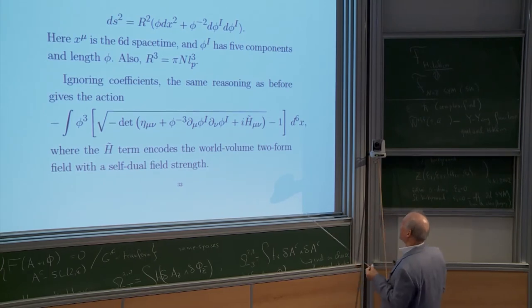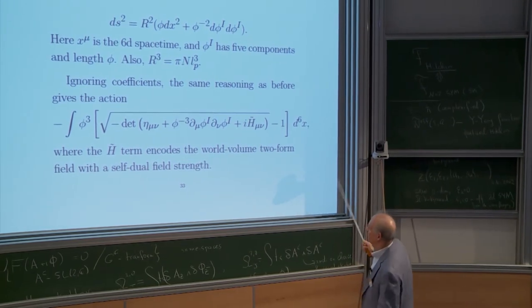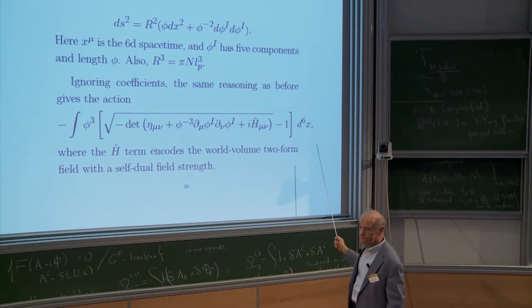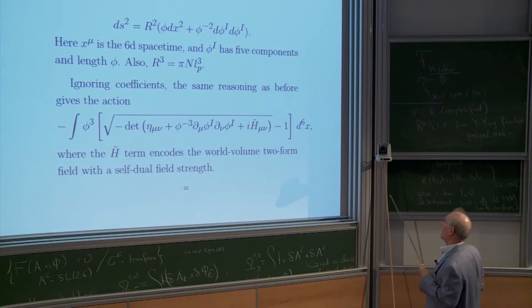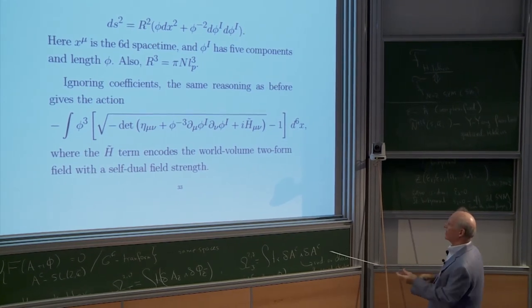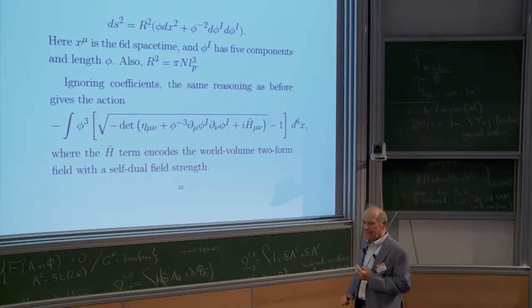And again, there's only one parameter. That's N. And I want to put N equal to 1. I didn't show the N here. I didn't show any coefficients here. They exist.